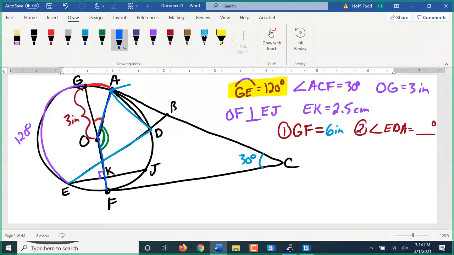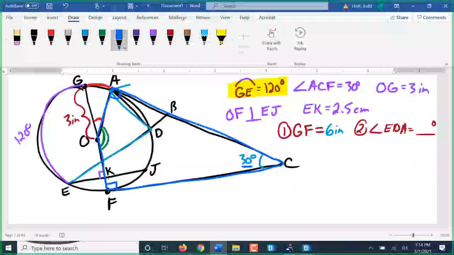Draw in this shape right here in blue. What do I know about that shape? I got 30 degrees over here, but I also know that this is a right angle. That is a right angle because it's a radius to the point of tangency, or to a tangent line. Radius is always perpendicular to a tangent line.